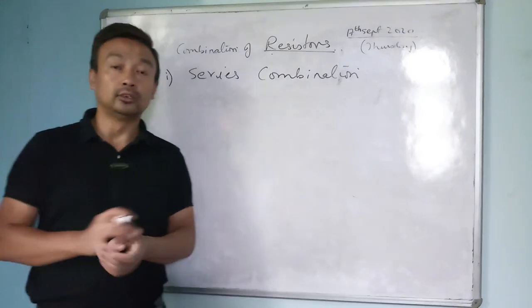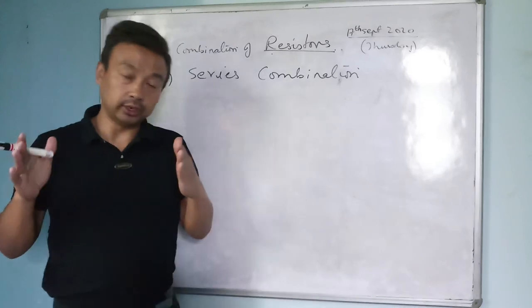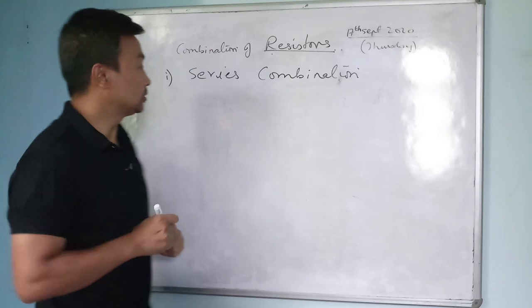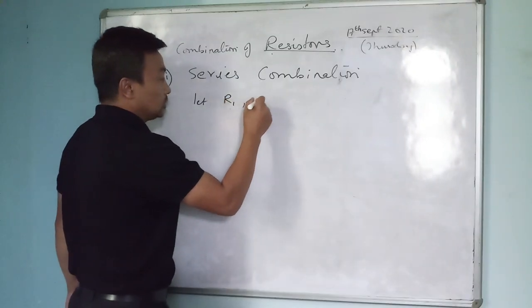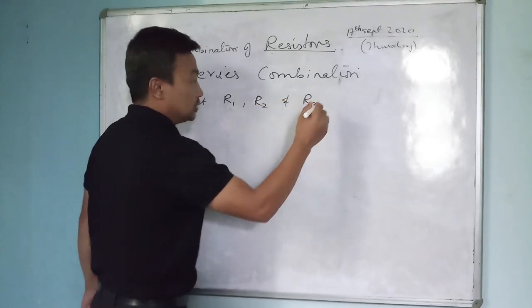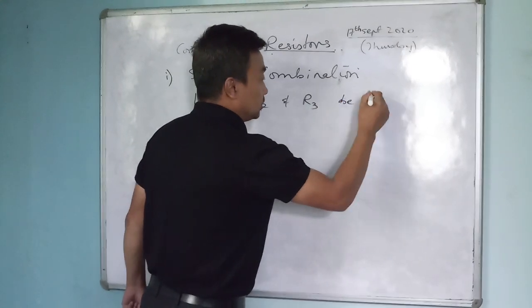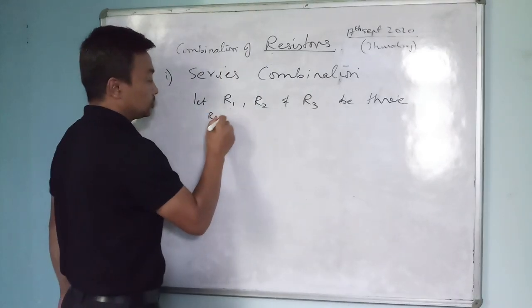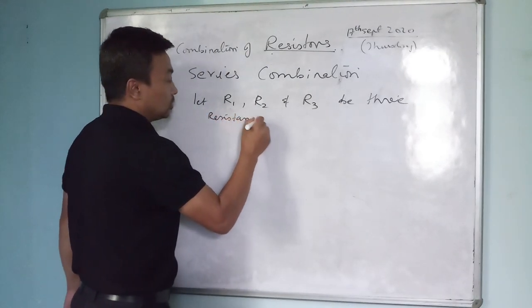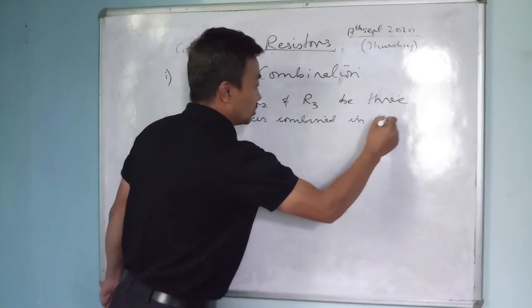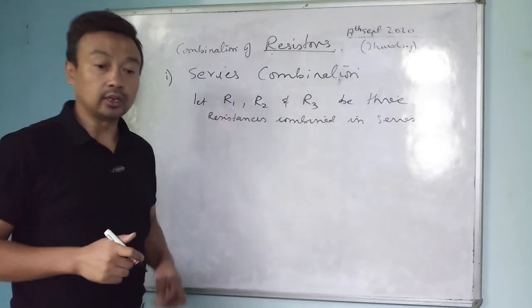It is something like the bogies of a train. You see the trains, they have coaches, one coach after another. So here we can do it like this. Let R1, R2 and R3 be three resistances combined in series.